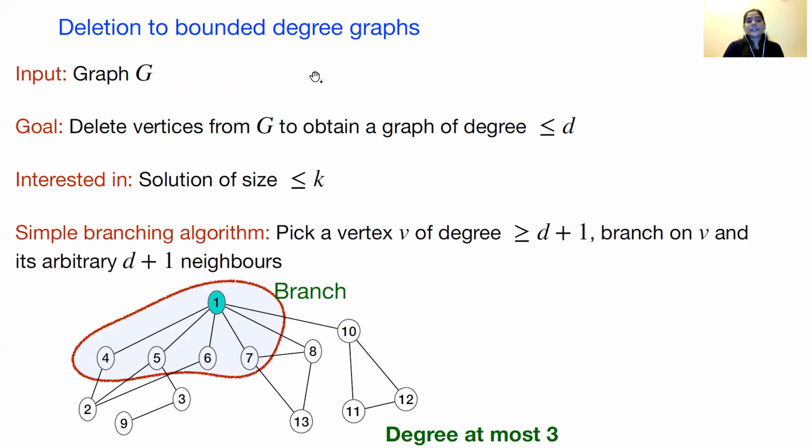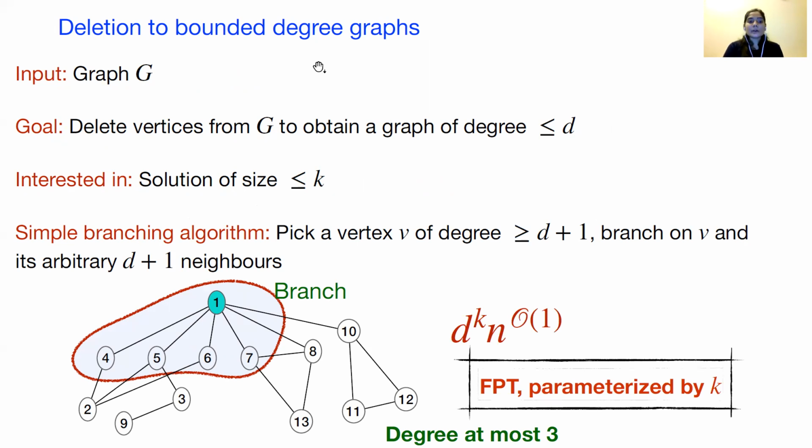Then it is very well known and easy to see that we can have a simple branching algorithm here, which is to pick a vertex of large degree, that is a vertex of degree say d plus 1, pick any arbitrary d plus 1 neighbors and this vertex, and we can branch on this because one of these vertices must go into the solution. When we consider the parameter as the number of deletions, it is easy to see that we obtain this branching algorithm and say that this problem is FPT, parameterized by the solution size.